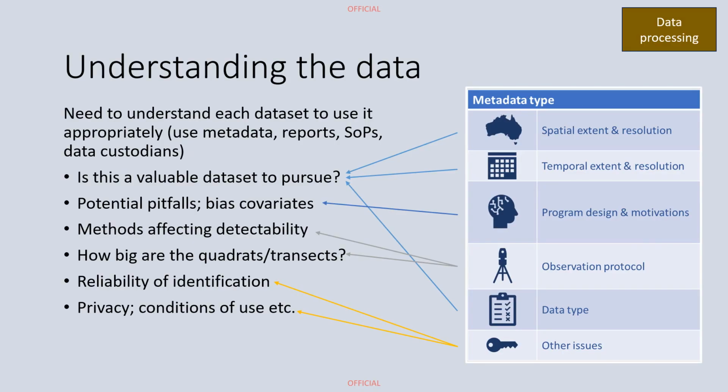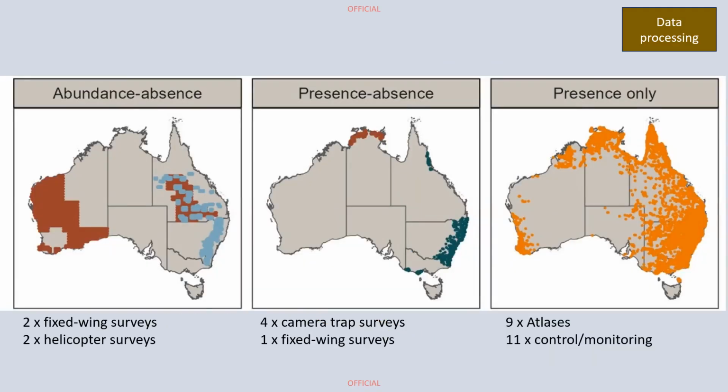And the size of the actual area you're looking at is also very important information. So for instance, the strip width, and then other information such as reliability of identification, so the experience of the observer on the ground, and also making sure we're keeping track of those privacy conditions that were stipulated for the use. Together, this is the feral pig data we pulled together.